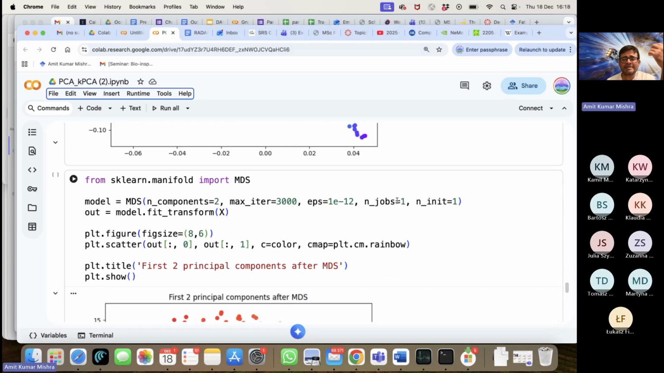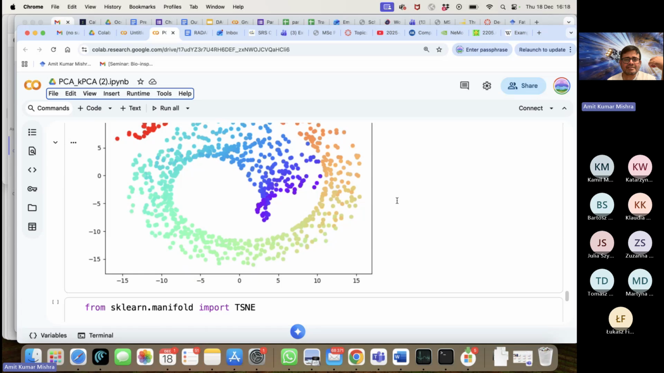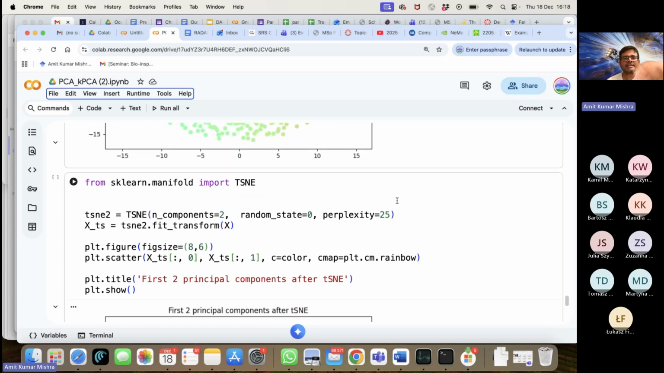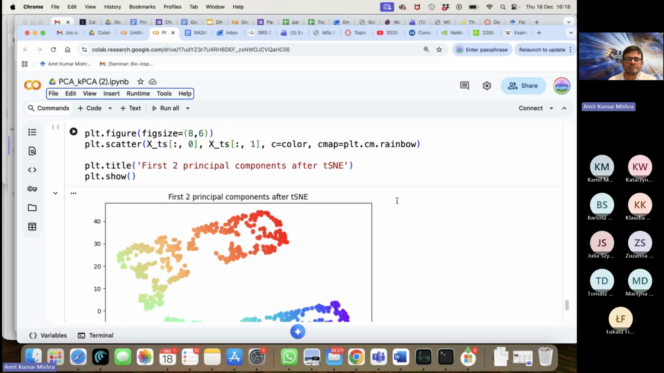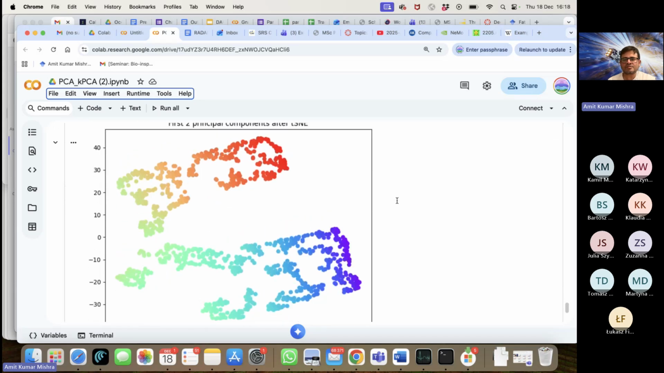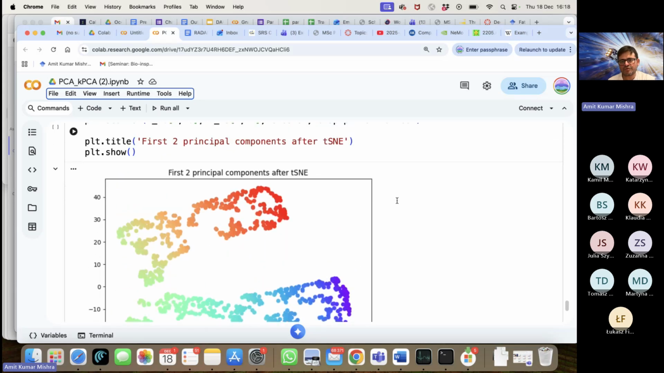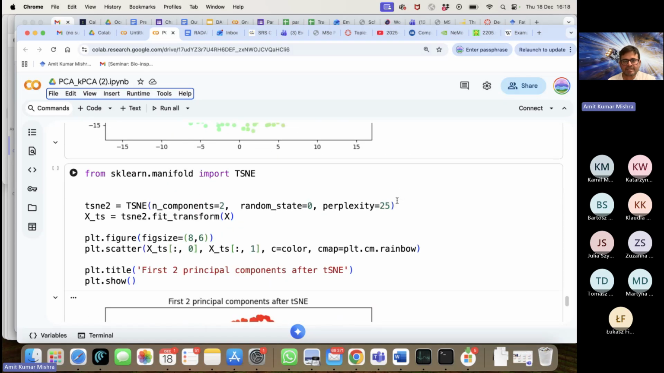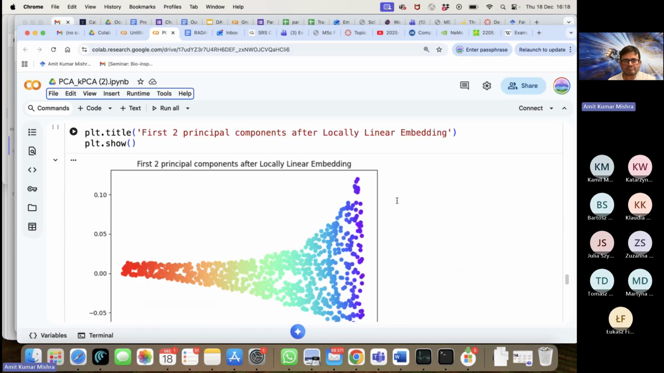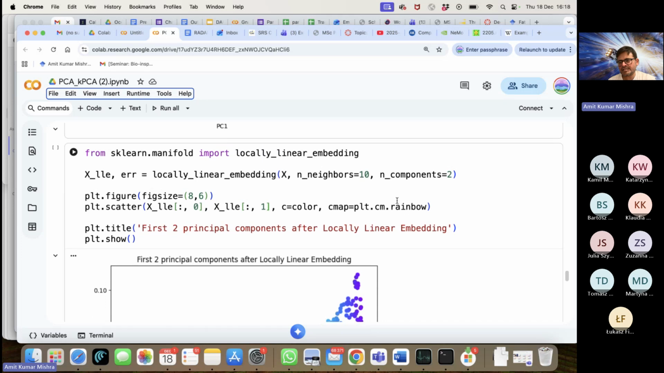And there is another called MDS. It doesn't do much good. And then there is t-SNE. t-SNE is one of the most powerful visualization tools, and this is what it does. Again, there is no guarantee which one will work well for you. Sometimes t-SNE works better, but in this particular case, at least your simple LLE is working better.